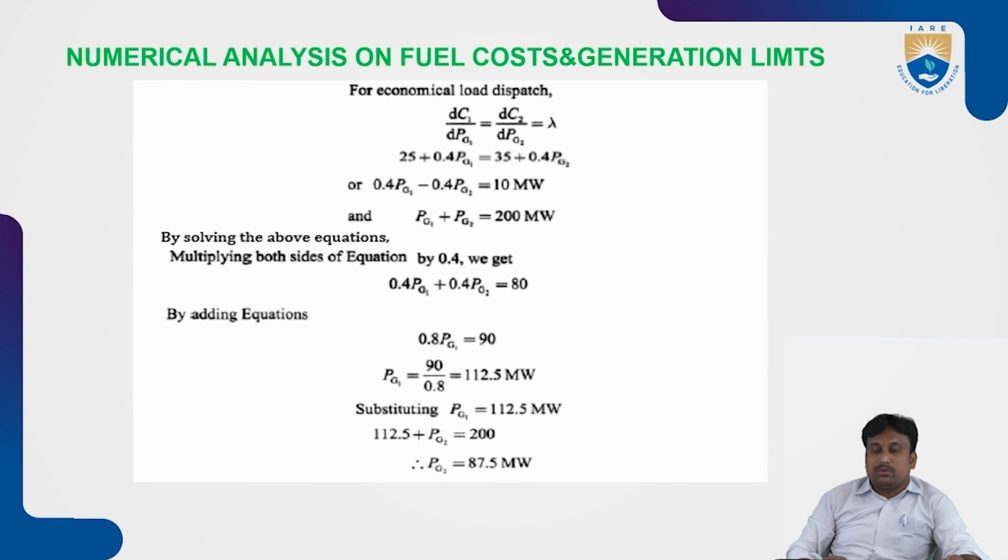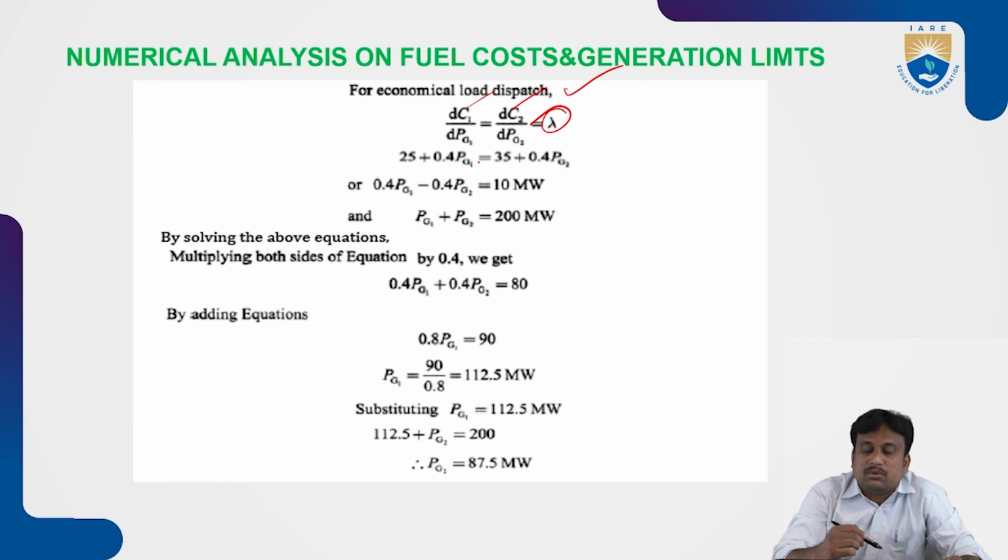So with these two equations and conditions, when you apply economic load dispatch, we must equate these two coefficients: dC1/dPG1 is equal to dC2/dPG2, which is equal to lambda. So what is the value of dC1/dPG1? It is 25 plus 0.4 PG1. What is dC2/dPG2? It is 35 plus 0.4 PG2. This we already calculated.